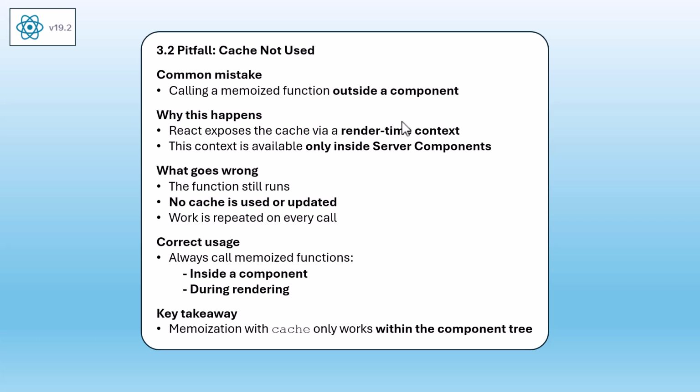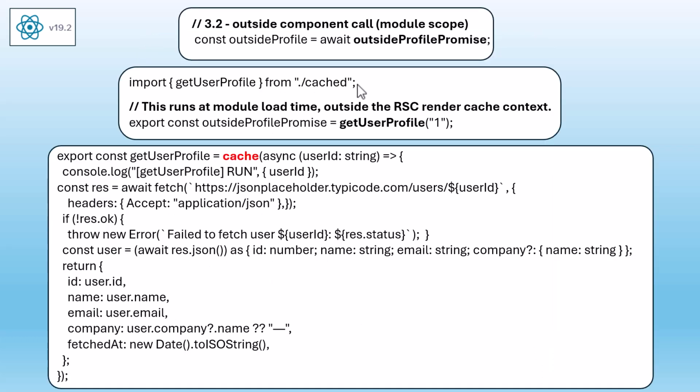3.2. Pitfall. Calling a memoized function outside of a component will not use the cache. React exposes the cache through a context accessible only to components. If the memoized function is called outside the component tree, it will still perform the work, but will not use or update the cache. To benefit from memoization, the function must be called within a component during rendering.